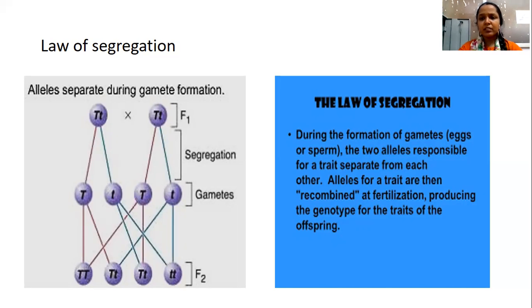Later on, various other geneticists performed various experiments and concluded that the law of dominance will not always stand. I mean, there are deviations from that particular law of dominance, which we'll be discussing in later videos.